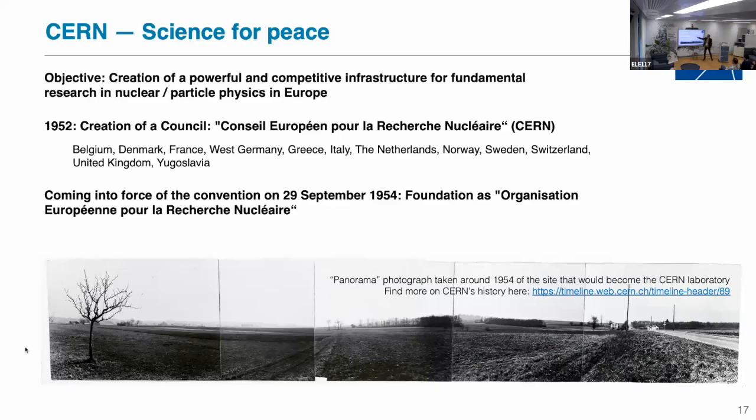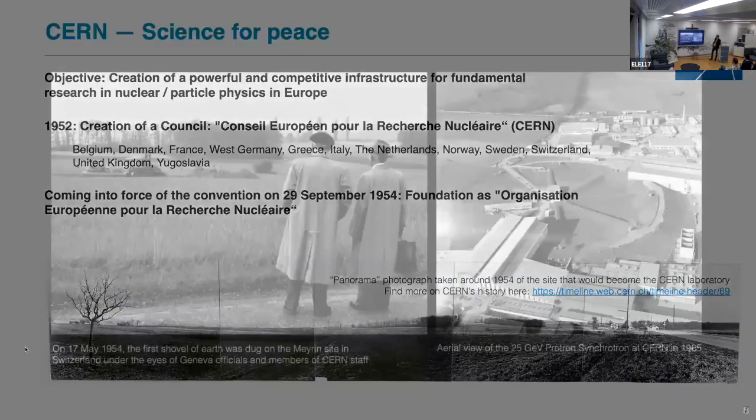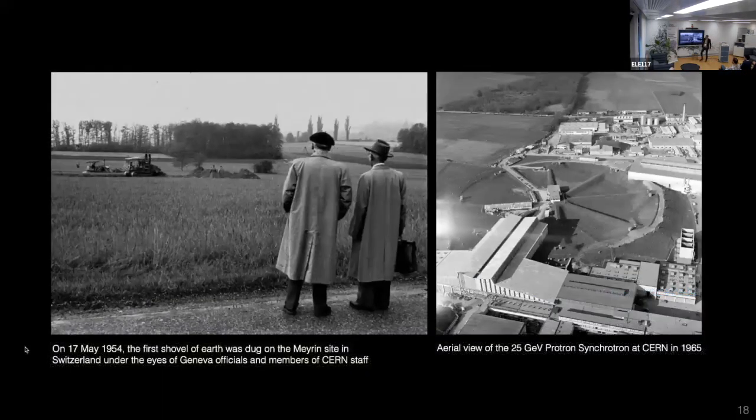So in 52, there was the Conseil Européen pour la Recherche Nucléaire. This is what CERN means. And then in 54, there was the foundation of the European Organization for Nuclear Research. This is a panoramic picture of the Meyrin site. It was just the countryside outside of Geneva. And then they started, this is the beginning of CERN, the first shovel here.